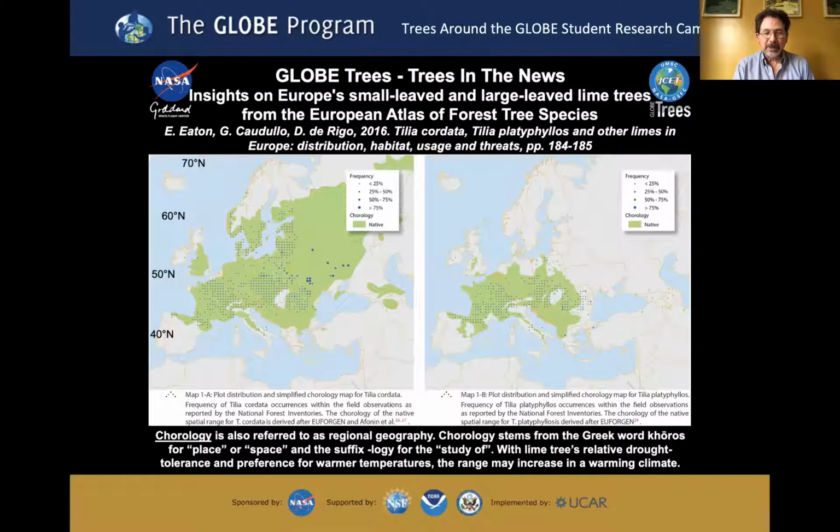And so the small leaf on the left and the large leaf on the right have different ranges and obviously different temperature sensitivities. They don't tend to like it being super cold, and they don't tend to like it being super hot, is one thing that you could take away from this, or hot and dry at the very least. So just an illustration of the kind of insight that you'll get if you go to the European Atlas of Forest Tree Species and check it out. Next slide.